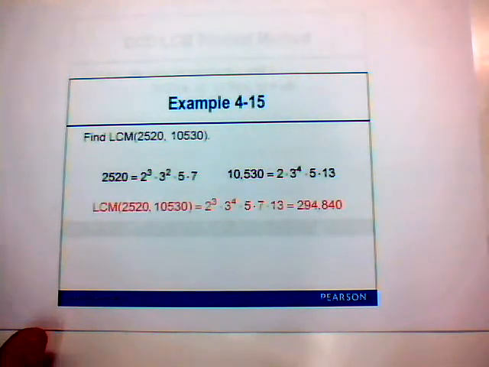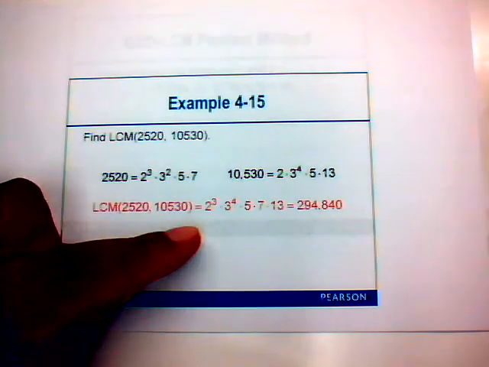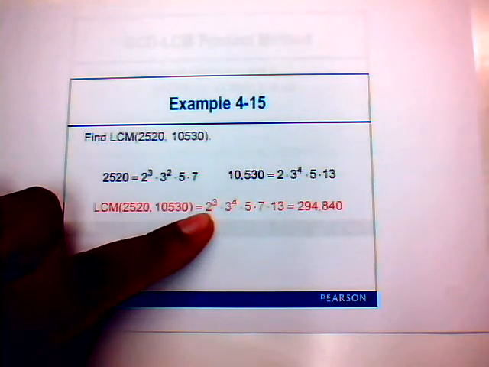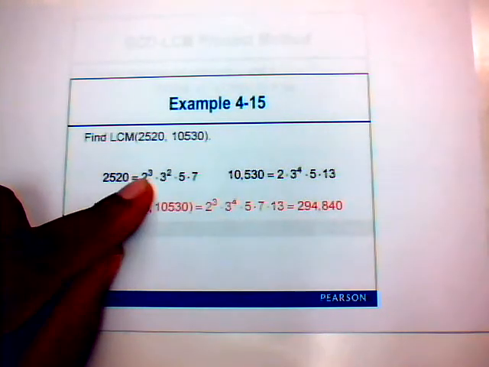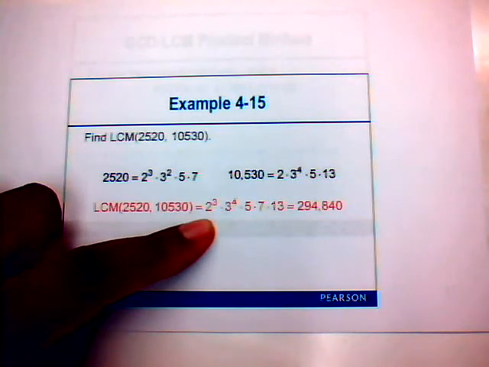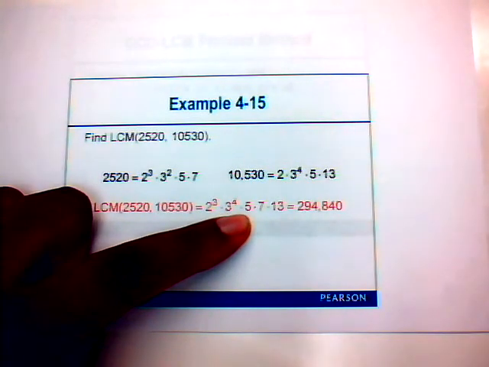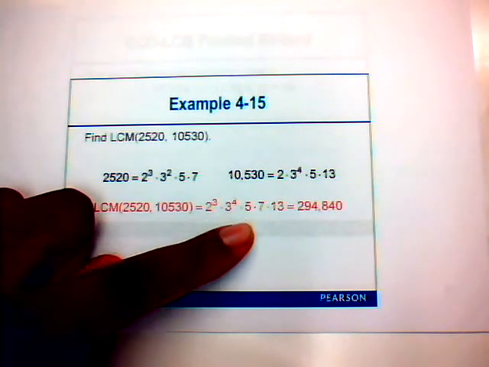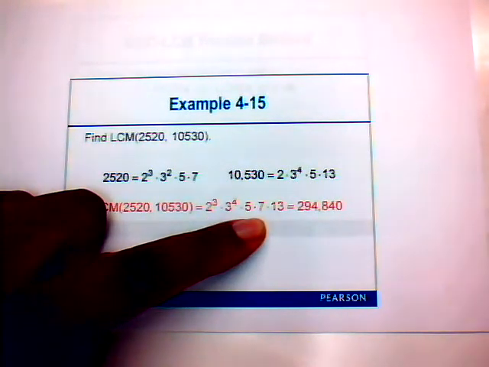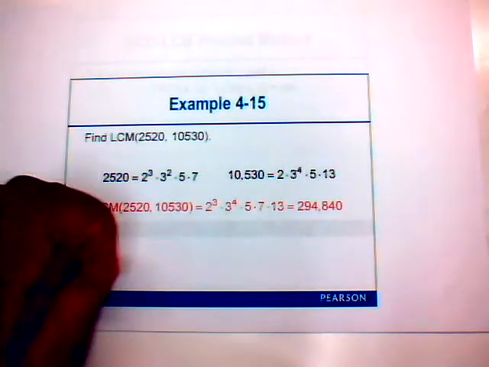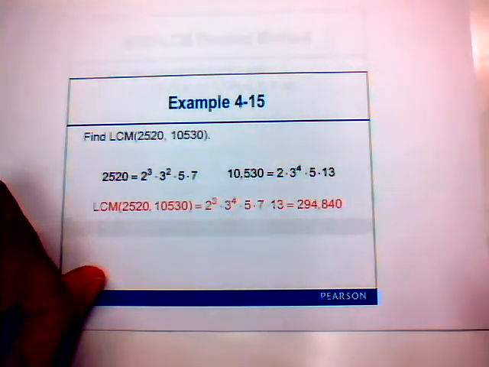Now, to find the LCM, we're going to use each factor the greatest number of times that it occurs in any one factorization. We're going to use a 2, but we want the highest exponent for 2, which is 2 to the third. For 3, we want the highest exponent for 3, that's 3 to the fourth. The 5, we want the highest exponent for 5, which is 5 to the first power. And then 7, it only occurs in one factorization, but we use that 7, and the same thing holds true with the 13. We use the 13 as well.